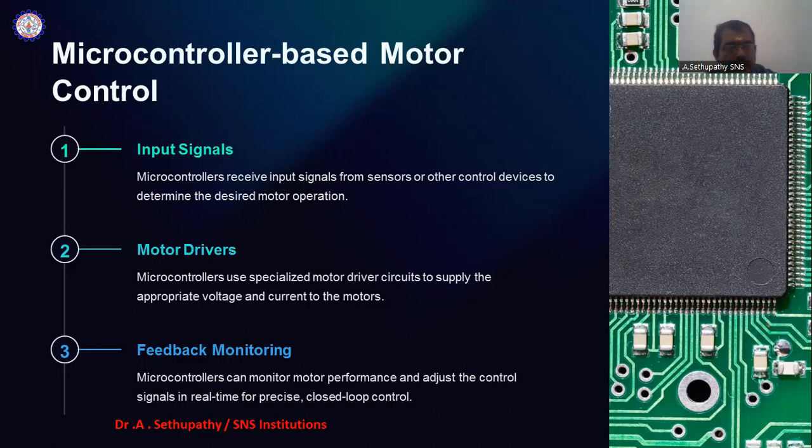Then feedback monitoring. Microcontrollers can monitor motor performance and adjust control signals in real time for precise closed loop control. So the closed loop control is used in this system. If an error occurs at that time, the closed loop will send the signals to the initial stage. So we will rectify the error and the process continues.